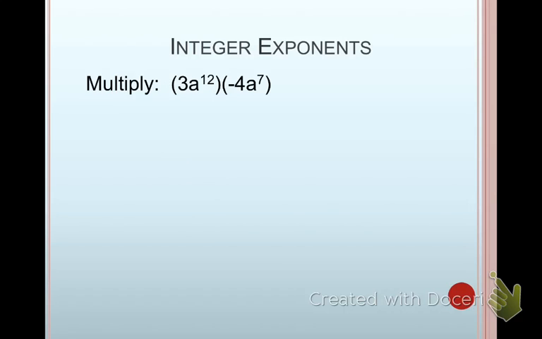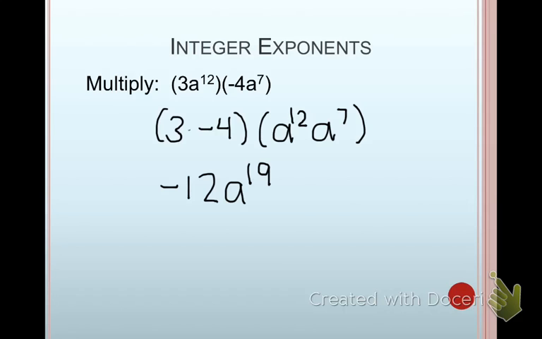Okay. Here, remember to use the commutative and associative properties to let you regroup the terms. Take a minute, pause this one, see what you come up with. So I grouped the 3 and negative 4 together and did 3 times negative 4, which was negative 12. And then I grouped the a to the 12th and the a to the 7th together. And then I added the two exponents, which gave me a to the 19th. So my final answer on this one was negative 12, a to the 19th.